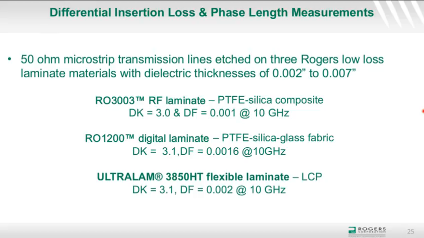The RO1200 digital laminate is a silica PTFE and woven glass fabric material with a dielectric constant of about 3.1 and DF of 0.016 at 10 gig. And Ultralam 3850 HT flexible laminate is LCP, which is a pure polymer material with a dielectric constant of 3.1 and dissipation factor of 0.002 at 10 gig.